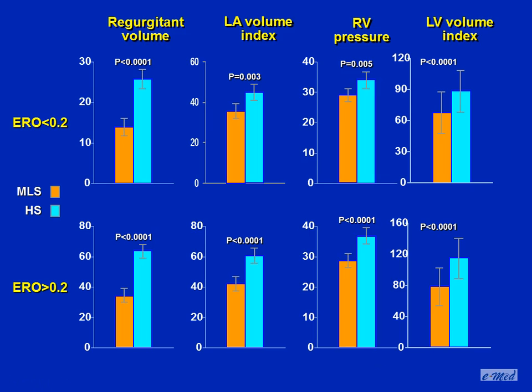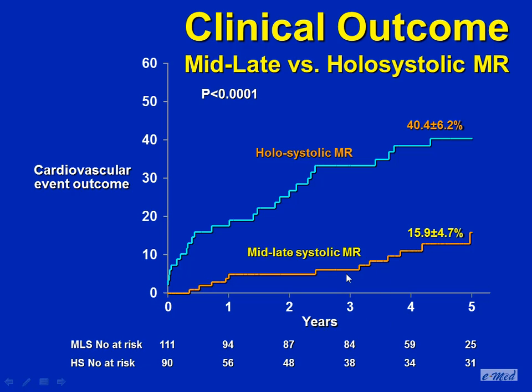systolic MR. And what we saw is that the people who have mid-late systolic MR, which is here in yellow, irrespective of the size of the orifice, have smaller regurgitant volume, smaller left atrium, smaller left ventricle, and lower right ventricular pressure. So all the consequences of mitral regurgitation were smaller despite the fact that they had the same regurgitant orifice. And most importantly, for the same regurgitant orifice, the mid-late systolic MR had a better outcome.